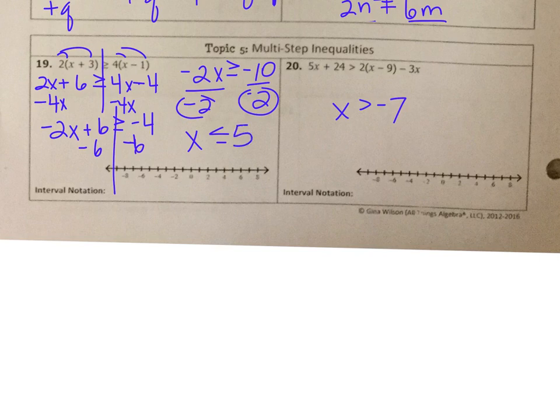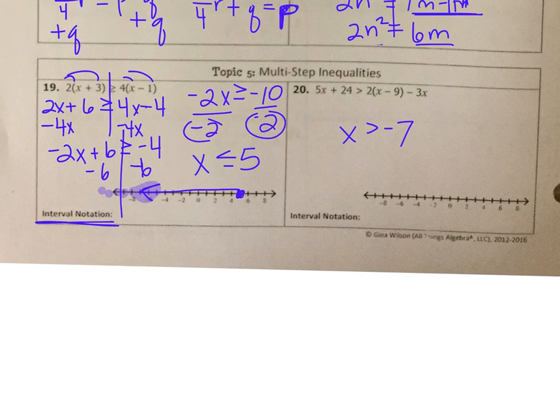So I'm going to graph this now. Put a solid dot on 5. It goes towards the left. When I write my interval notation, I write how I read. The first thing I come to when I'm reading is negative infinity. So I put a parenthesis, negative infinity. The second thing I come to is the 5. It's a solid dot, so it gets a bracket.